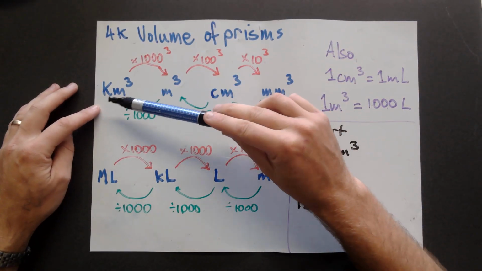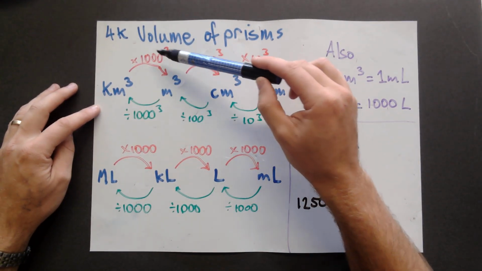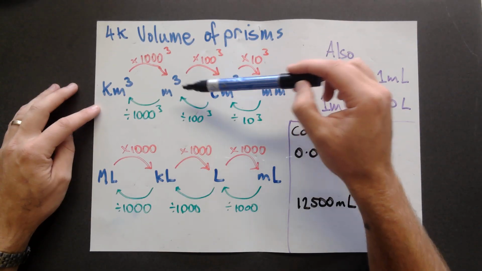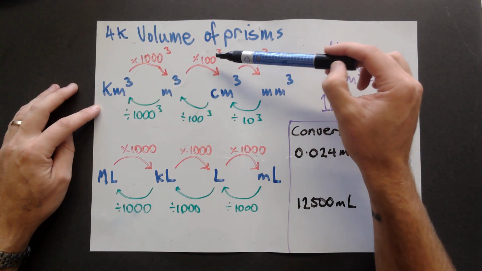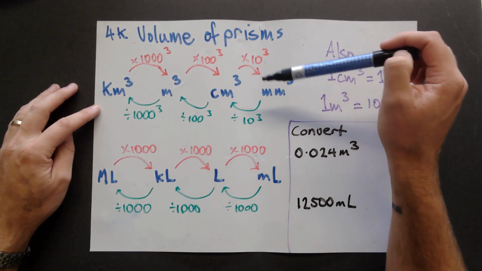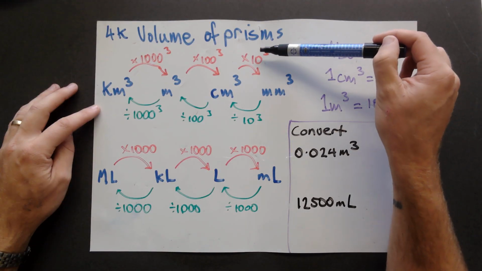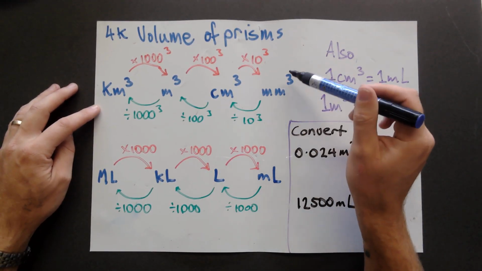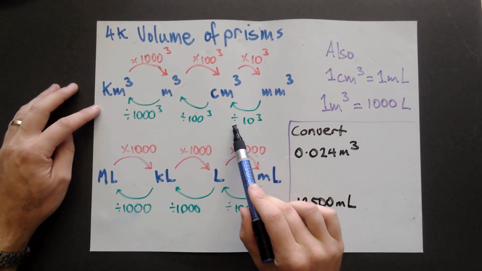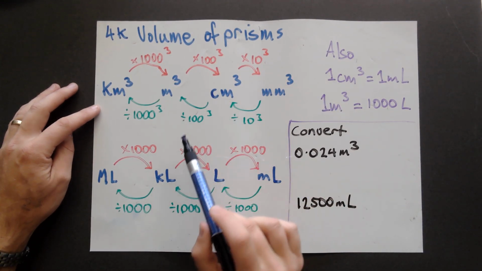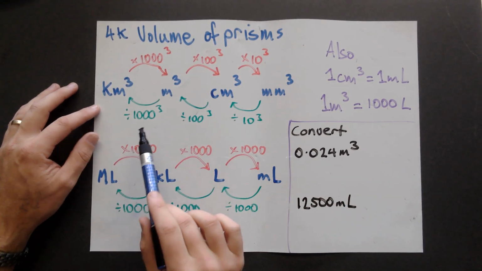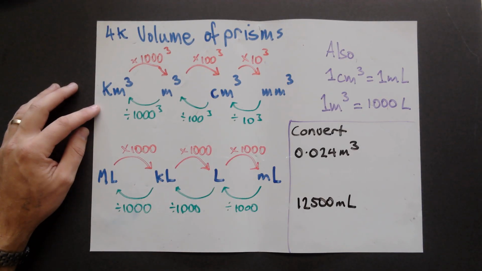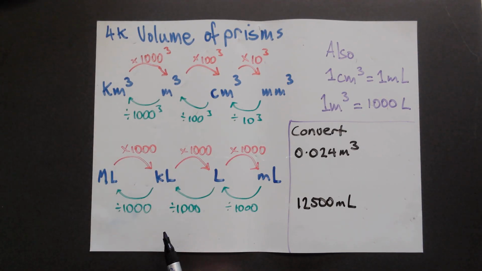So to go from kilometers to meters, it's times by 1,000 cubed. Meters cubed to centimeters cubed is times by 100 cubed. And centimeters cubed to millimeters cubed is times by 10 cubed. Conversely, if we go back the other way, millimeters cubed to centimeters cubed, we divide by 10 cubed, centimeters cubed to meters cubed, divide by 100 cubed, and so on. Okay, so you've got that, and we're going to use that shortly.